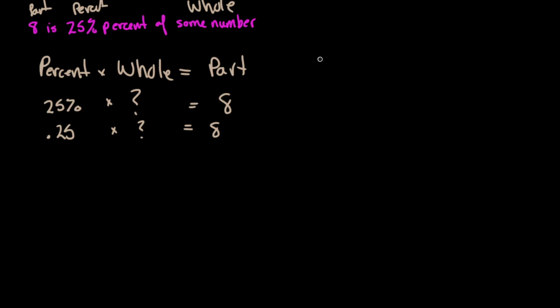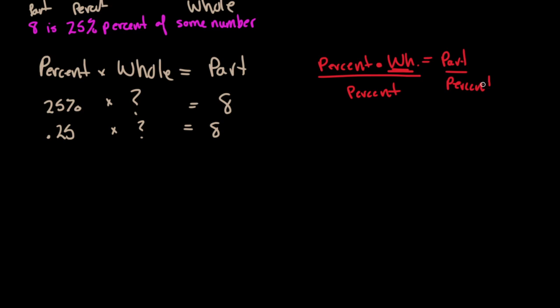So if I have the equation, let's see, lighter green, let's do a pink. So percent times the whole equals the part. I want to get the whole alone. The thing that's keeping the whole alone is it's being multiplied by a percent. So in order to undo multiplication, I'm going to divide both sides by the percent. So the whole will equal the part divided by the percent.